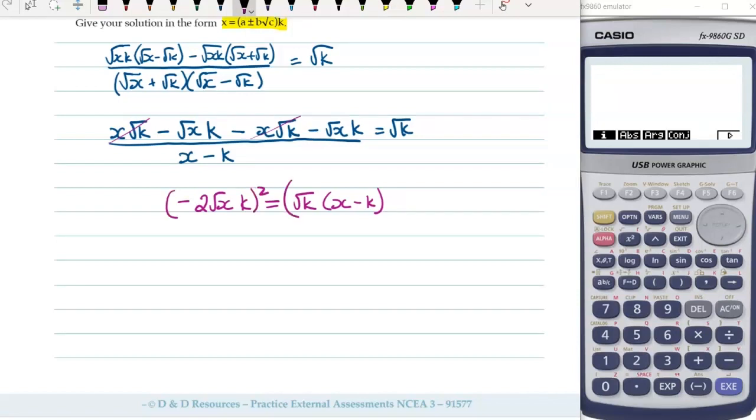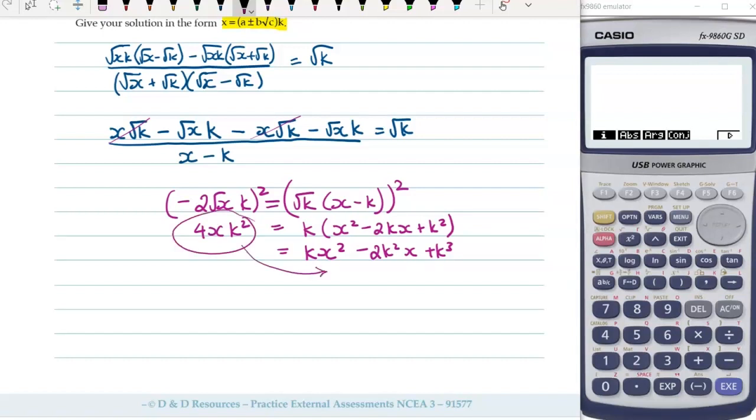So if we square this side and square this side, then on the left we end up with 4xk squared is equal to, and on the right we've got k, this will be x minus k squared. So x minus k squared will be x squared minus 2kx plus k squared. Multiply that through, we've got kx squared minus 2k squared x plus k cubed. And then if we take this bit over to the right, we can turn it into something that's going to look more like a quadratic we're used to seeing.